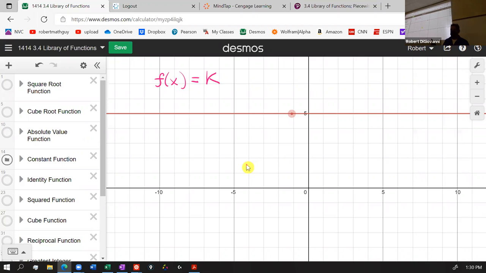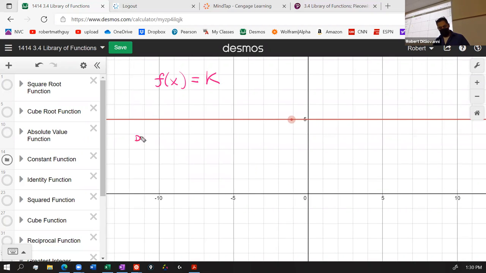Range. Okay, range is tricky. In this case, it would just be the single number 5. If that line were moved somewhere else, it would be whatever that y value is. So the domain of this is everything. The range of this would be a single number. So we put that in a brace, remember braces on these? In this case, I'm gonna put k, because if we change the function to f of x equals k, we're using 5 in this case, right? But in general, if it's k, then the range will just be that k value.